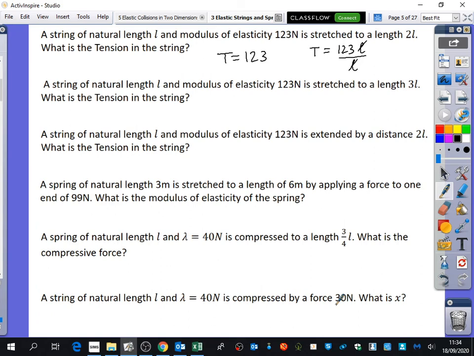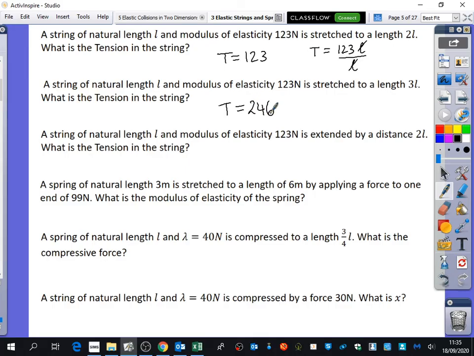So let's have a look at the second one then. We have natural length L, modulus of elasticity 123, and it's stretched to a length 3L. So what tension would be required to make it go to triple its original length? Not going to be times by 1.5. 123L. It's going to be 123 and then another 123 to stretch it. So it's going to be 246, okay?